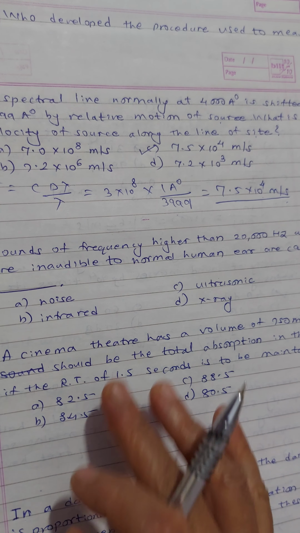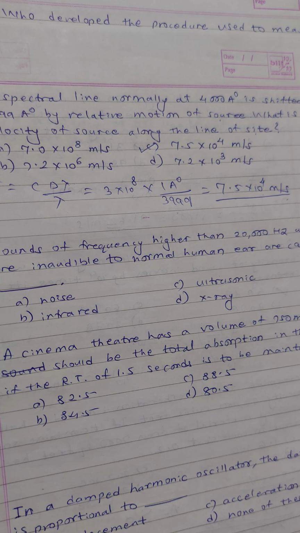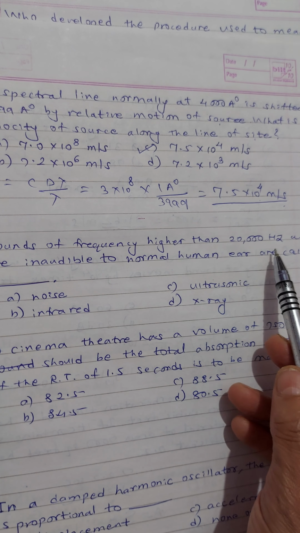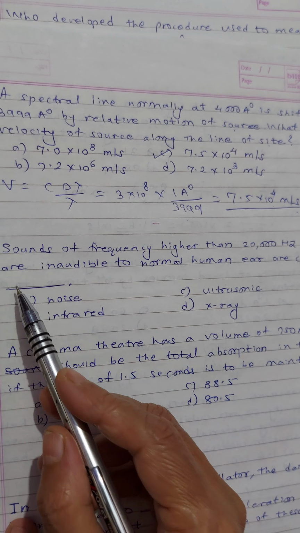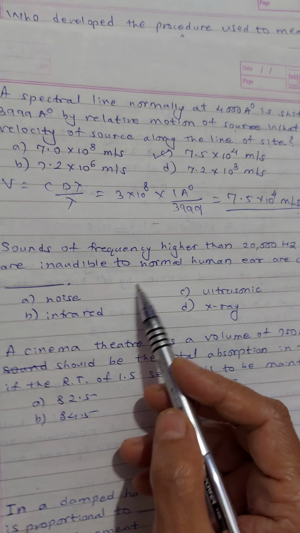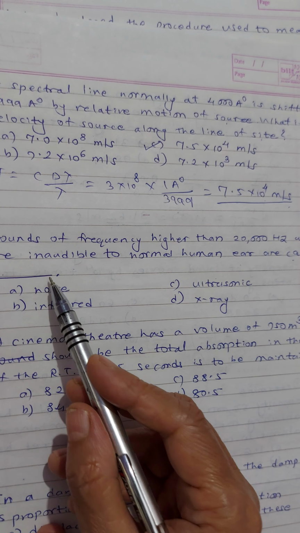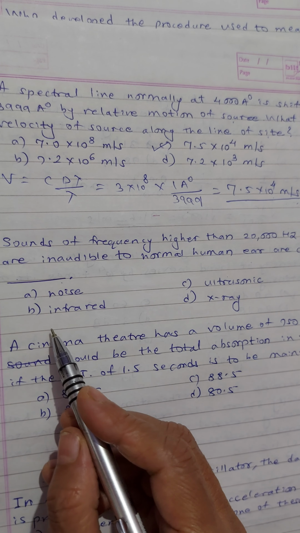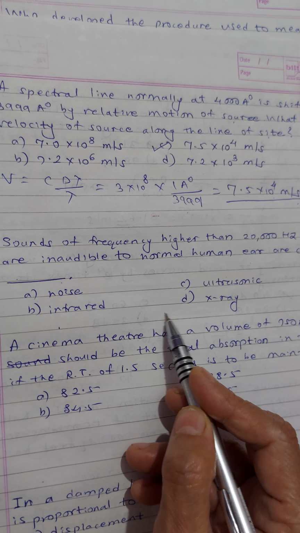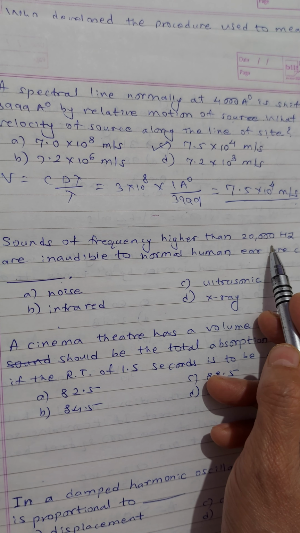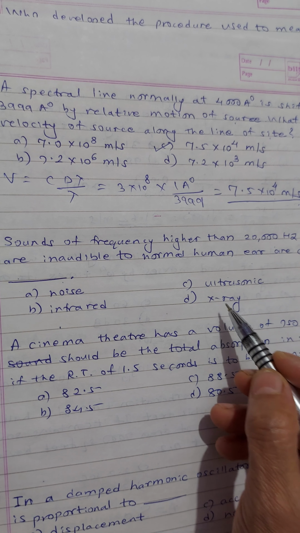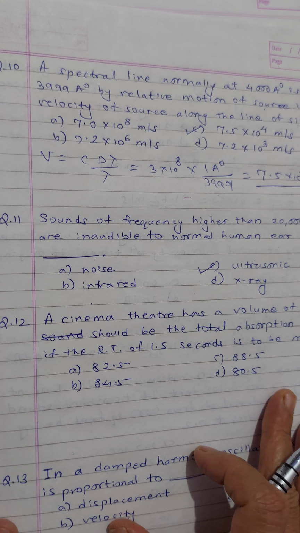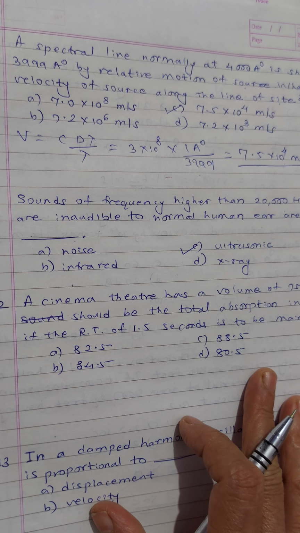Right? We'll move to question number 11. Question number 11 is what? Sounds of frequency higher than 20,000 hertz which are inaudible to normal human ear are called dash. Now we know the human being can hear the frequency range from 20 hertz to 20 kilohertz, but this is higher than 20 kilohertz. So higher than 20 kilohertz is nothing but ultrasonic. This is again the electromagnetic spectrum. If you know, this is not difficult to solve it.